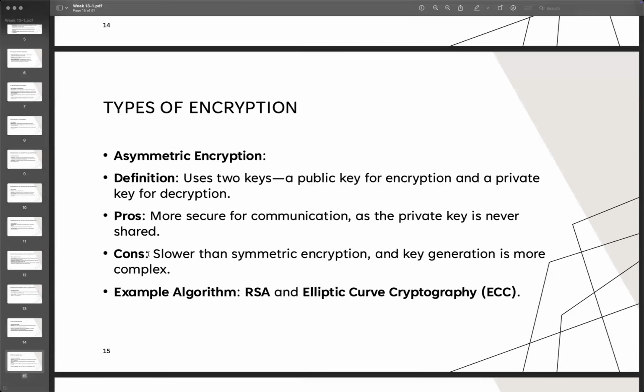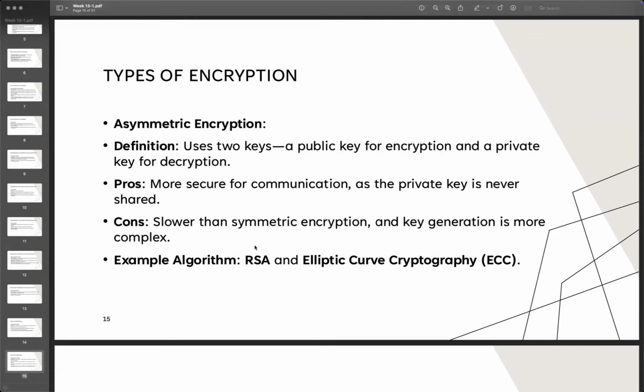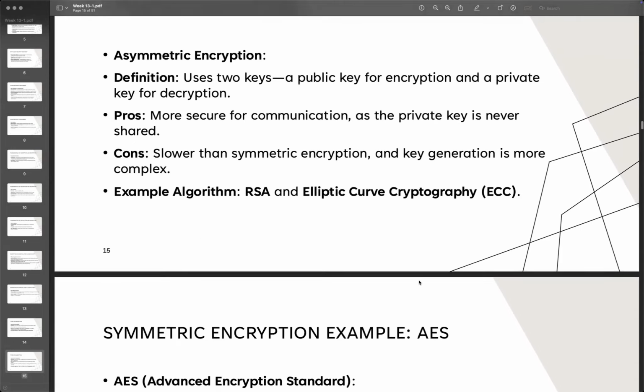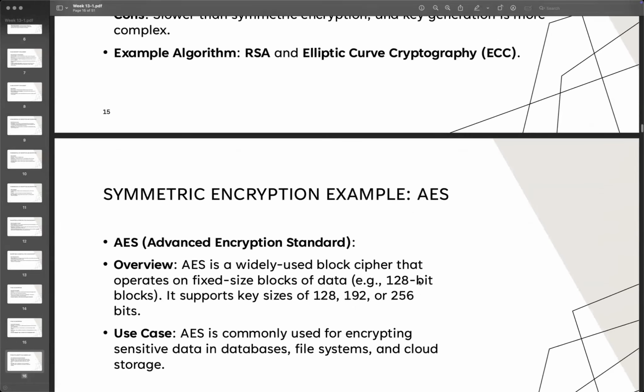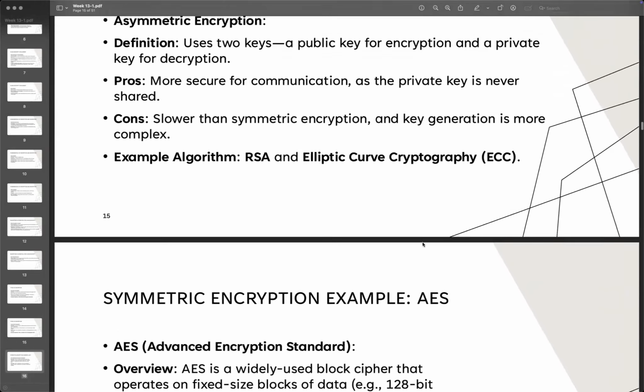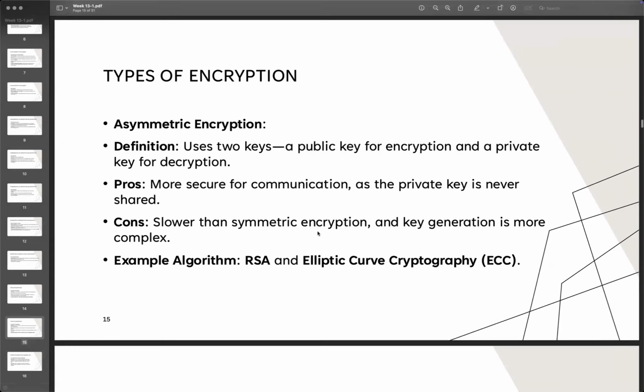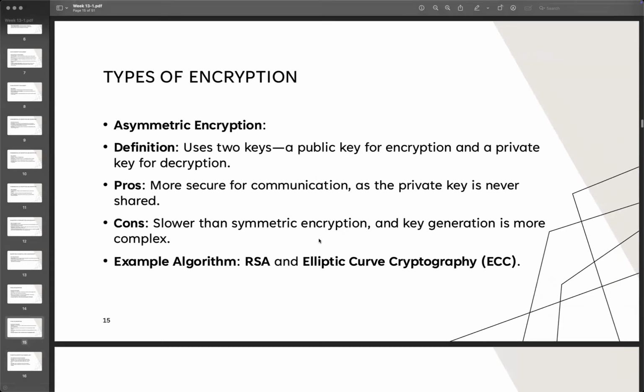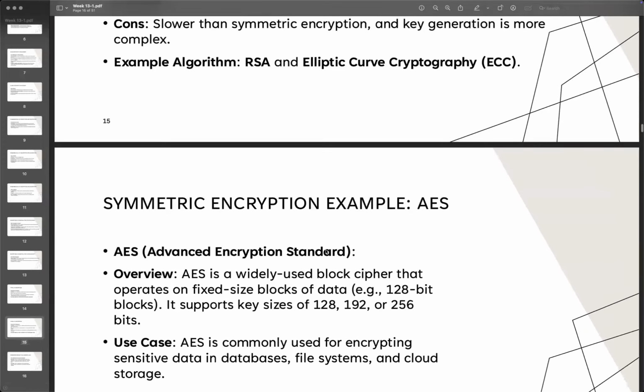And the disadvantage, the con, is that it is always slower than symmetric, because we need to generate the key, which takes more time, and we need to go through a different algorithm. So it's harder. Examples used are RSA or ECC, the elliptic curve cryptography. For later, if the time is enough, I will give you some exercises. If not, just go through the ideas.